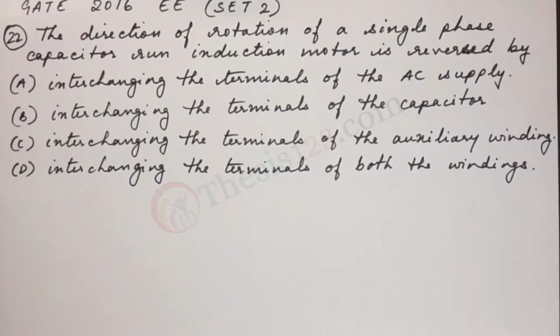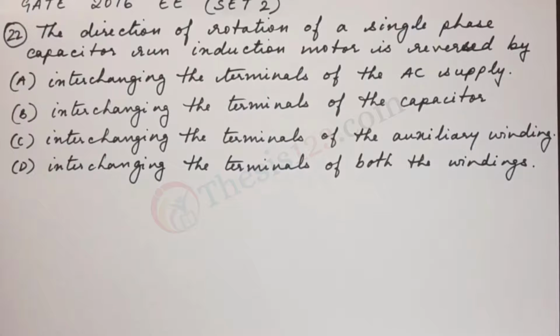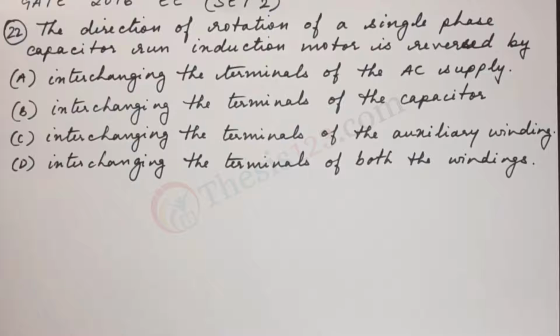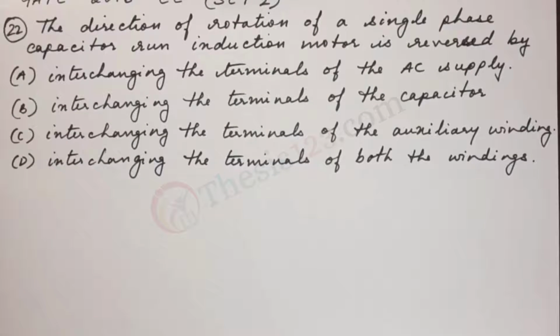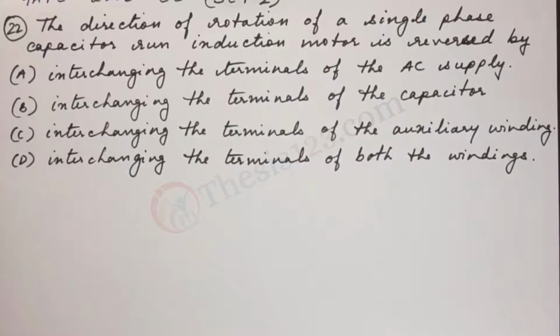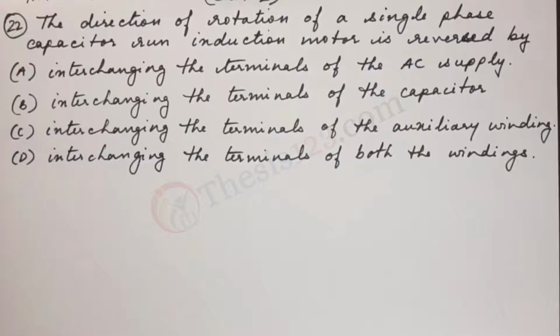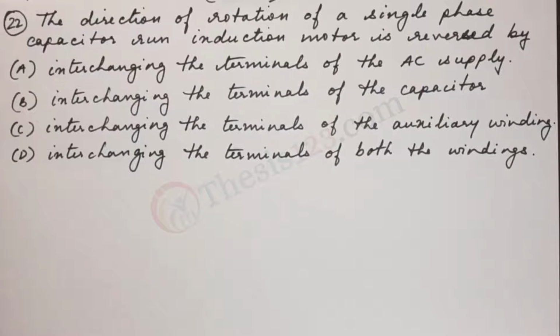Here's the next question, number 22. The direction of rotation of a single phase capacitor run induction motor is reversed by, option A, interchanging the terminals of AC supply, B, interchanging the terminals of the capacitor, C, interchanging the terminals of the auxiliary winding, and D, interchanging the terminals of both the windings.